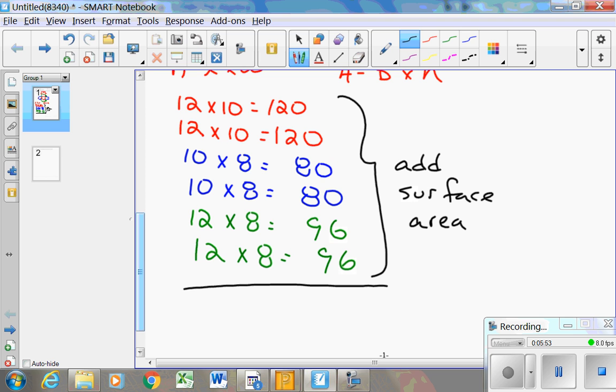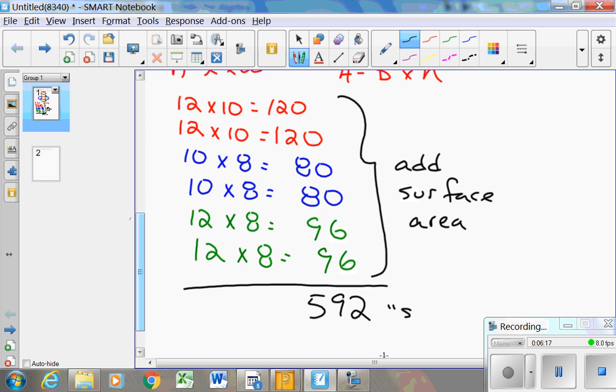Just punch this in and see what we get for an area. Maybe you can be doing this at the same time, but we can check and see who has the right answer. So 120, 120, 80 and 80, and 96 and 96. I have an area now of 592.